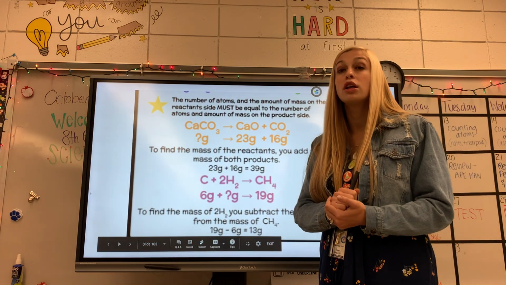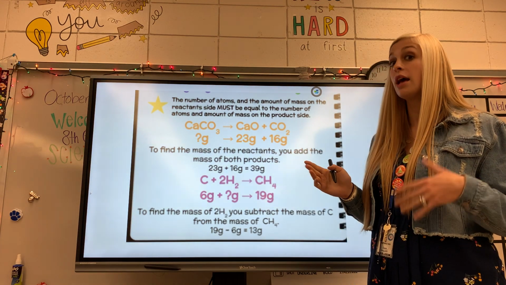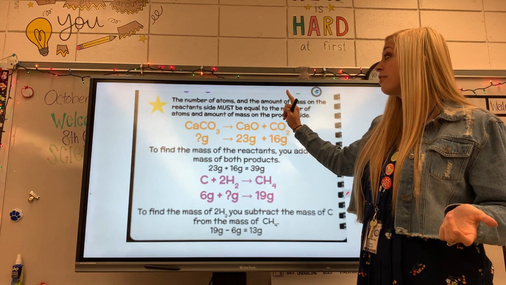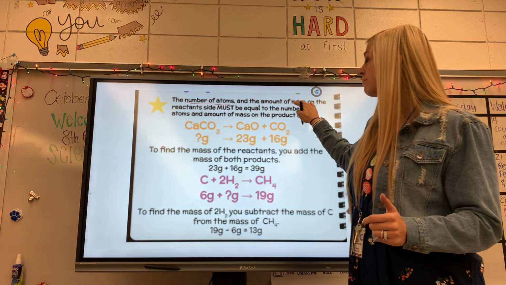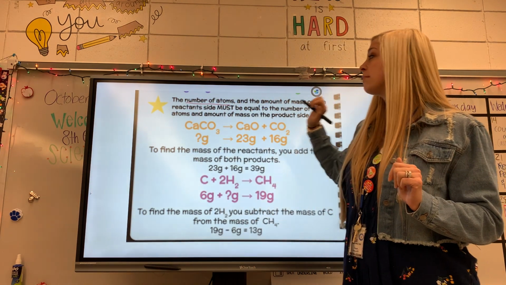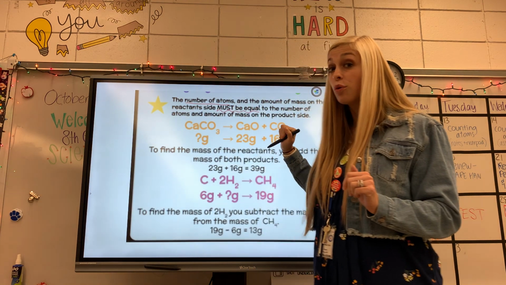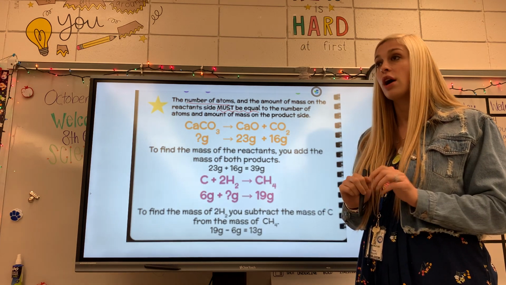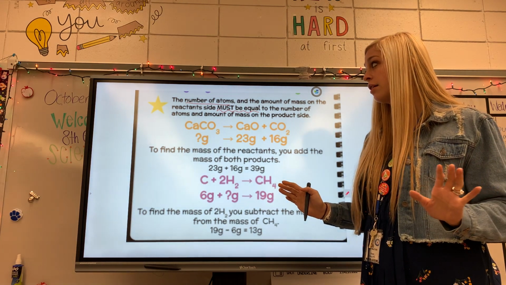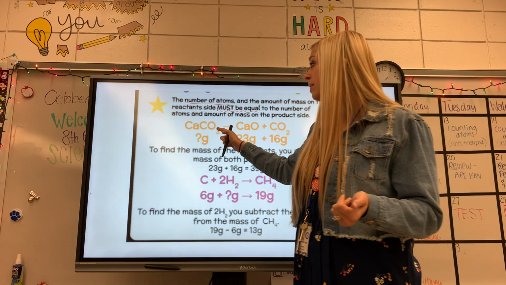All right, the law of conservation of mass applies to a chemical equation because the law says that the number of atoms on the reactant side must be equal to the number of atoms on the product side. I just want to talk about atoms for a second. We know how to count atoms, we just did it. So let's look at the reactant side.